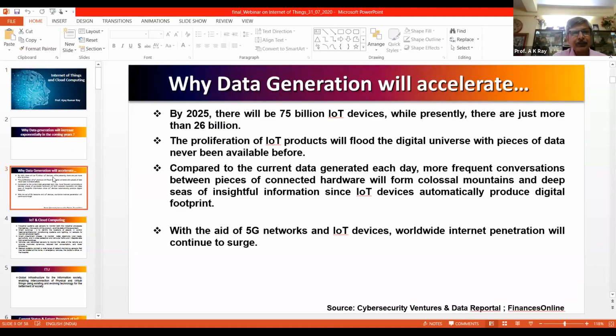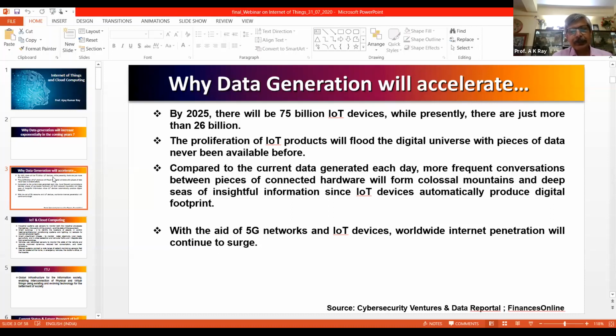Now, as I was just mentioning, there will be 75 billion IoT devices by 2025. That means in the next 5 years. 75 billion means what? 1 billion is 100 crores. The total population of India is 1.3 billion. So it will be 75 billion things which will be connected. The proliferation of IoT products will be so much that it will flood the digital universe with unprecedented speed, which has never been seen before.